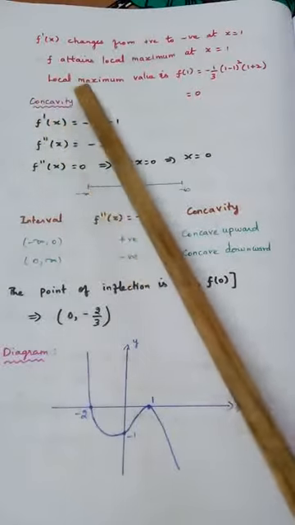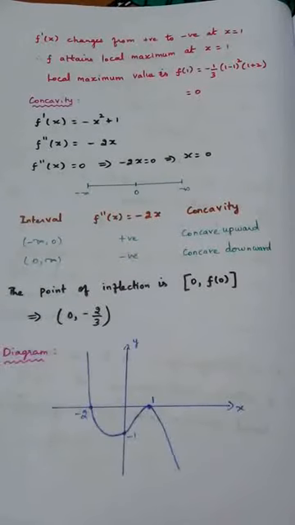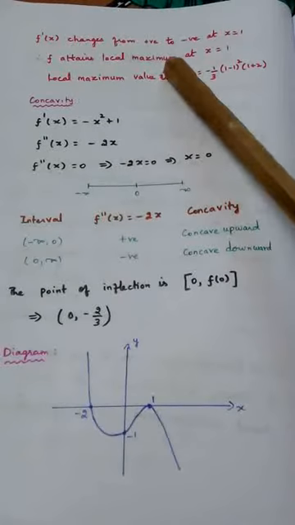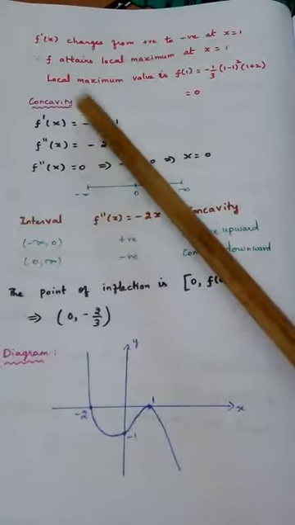Next, concavity. So many headings are coming. Can you remember from the beginning? First one is domain, range, intercepts, asymptotes, monotonicity. Under monotonicity we are also telling about local maximum and local minimum. Then the concavity. Concavity also we know very well.